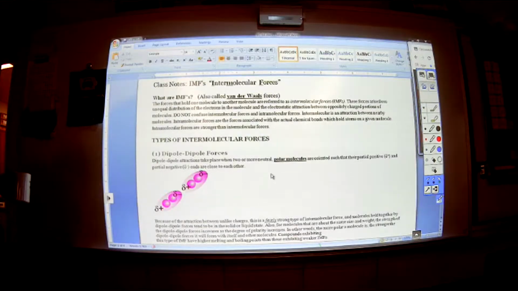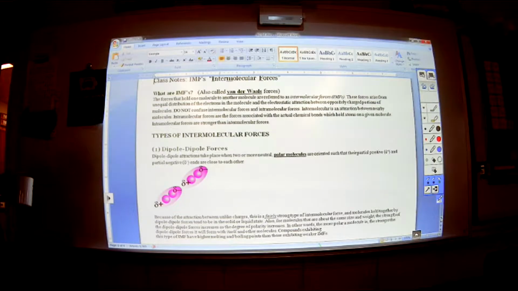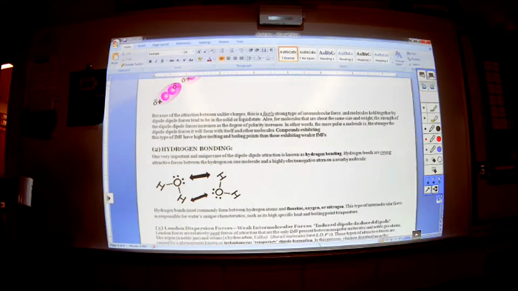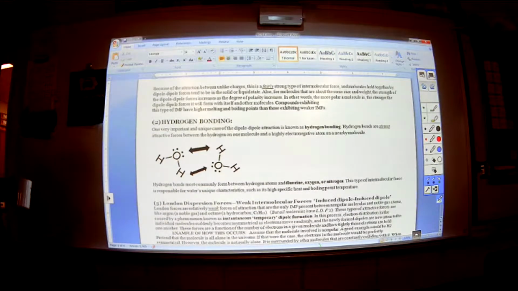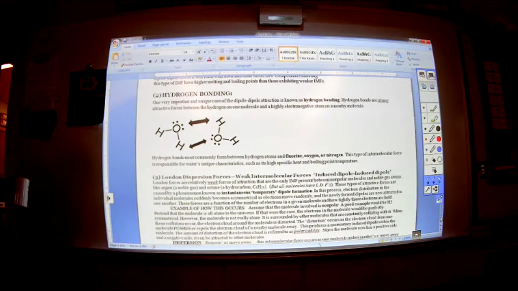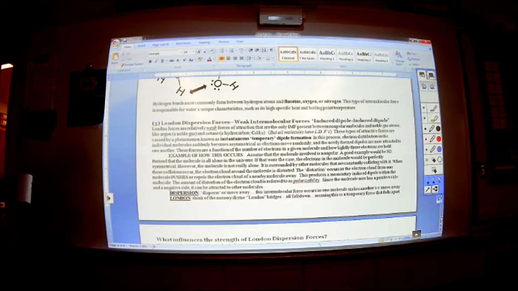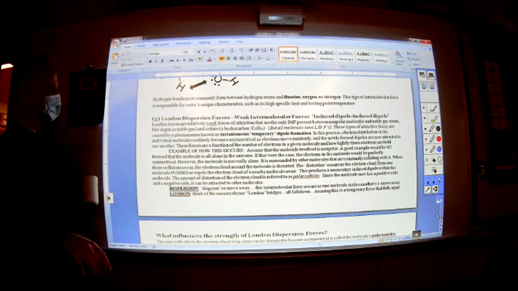So we're talking about intermolecular forces. This is 6C14. We've already discussed dipole-dipole. Have we discussed hydrogen bonding in here? Yes. But now we are on London dispersion forces.